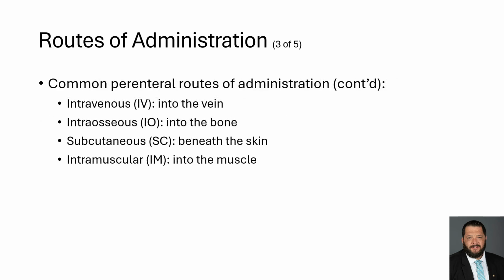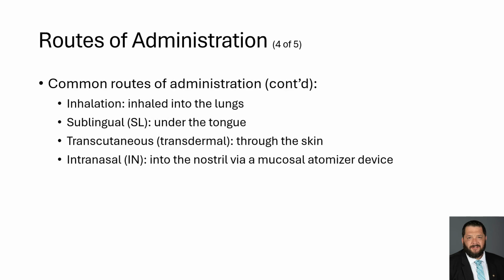Common enteral routes of medication administration are per rectum or PR, and oral or per os, abbreviated PO, meaning by mouth. The absorption rate for enteral medication administrations is typically lower than parenteral routes. Common parenteral routes of administration include intravenous, abbreviated IV, or into the vein, intraosseous, or into the bone, abbreviated IO, subcutaneous and intramuscular, abbreviated SC and IM, respectively, subcutaneous being beneath the skin and intramuscular being into the muscle.